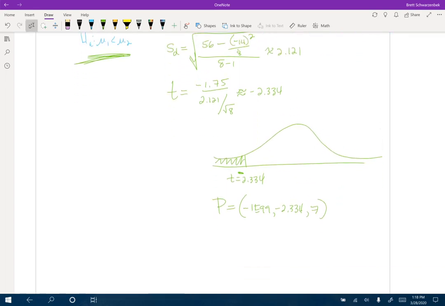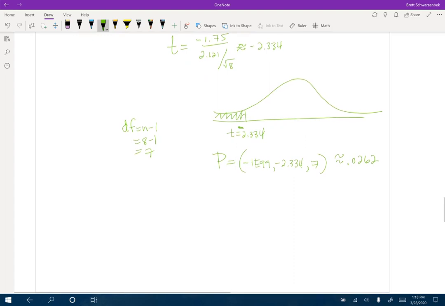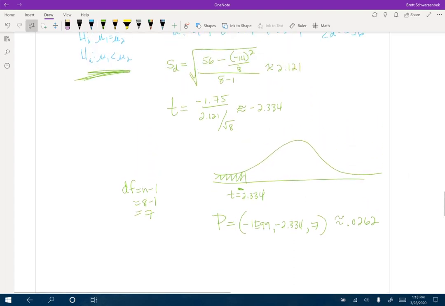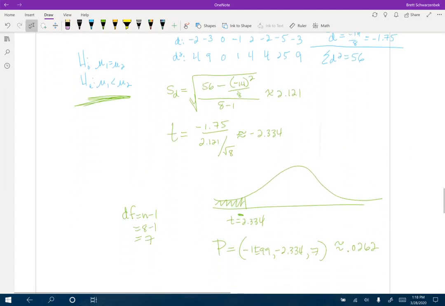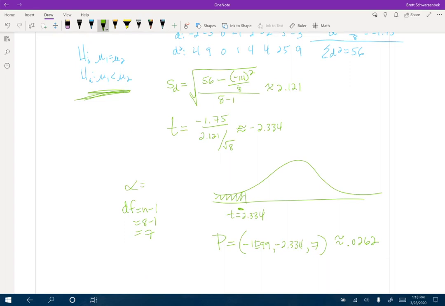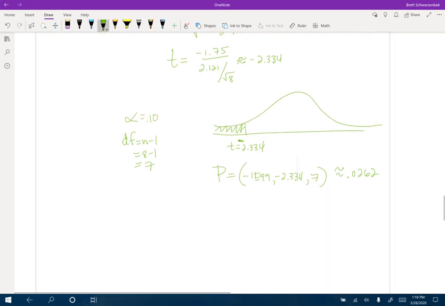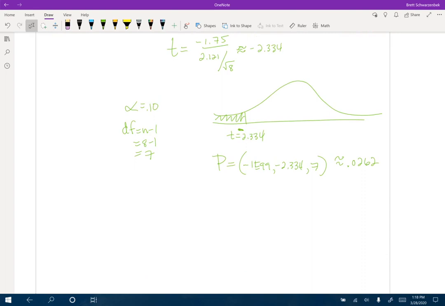Because DF is equal to n minus 1, with 8 athletes, that means 7. So we're going to get approximately 0.0262 as our p-value. So what are we comparing that to? Well, if you look, alpha was actually 0.10 in this problem, so 0.0262 is clearly less than that, so we are going to reject H naught as our conclusion.